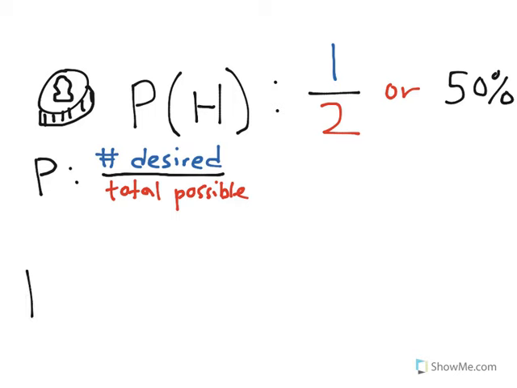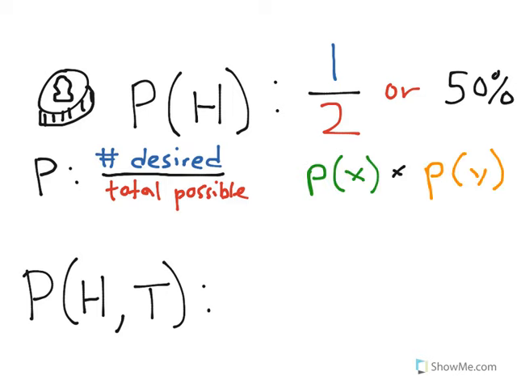Now, what would the probability be if I had flipped heads and then tails? Going back to our definition of compound probability, when there's more than one event, we take the probability of both events and multiply them together. So for this case, the probability of flipping heads, which we have found to be 1/2, times the probability of flipping tails, which would also be 1/2. This would lead you to an answer of 1/4.